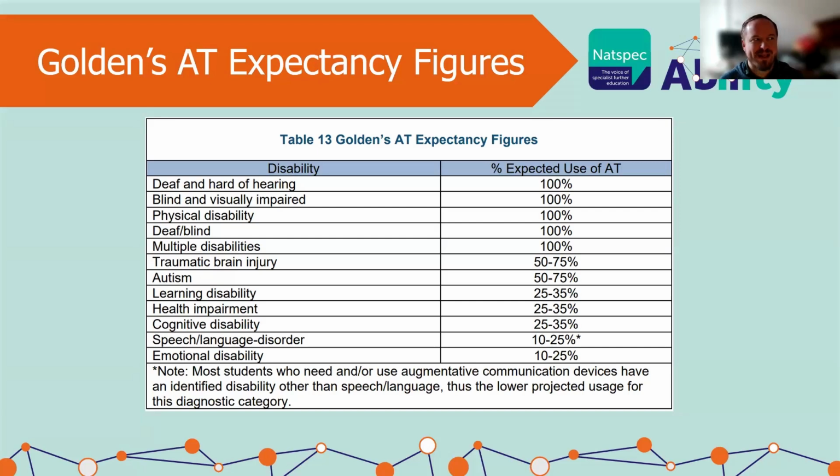Now, that's what we'd expect, but it isn't necessarily the final figure that we want to get to, really, because I'm sure there are lots. I'm looking at learning disability and looking at 25 to 35% using AT. I think the amount that would benefit would be much higher than that in particular, and lots of the other kind of areas as well.